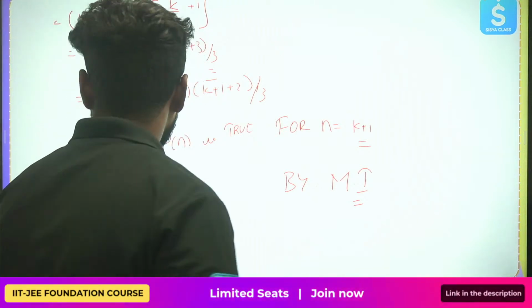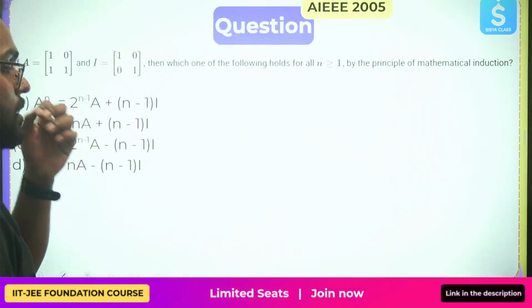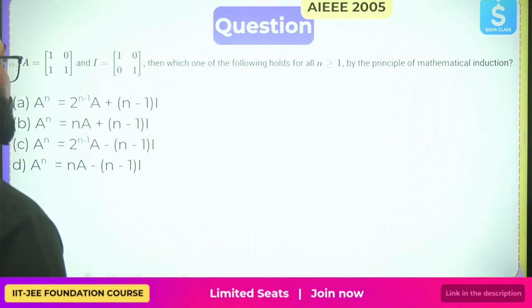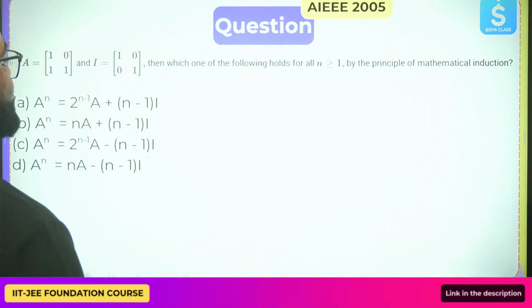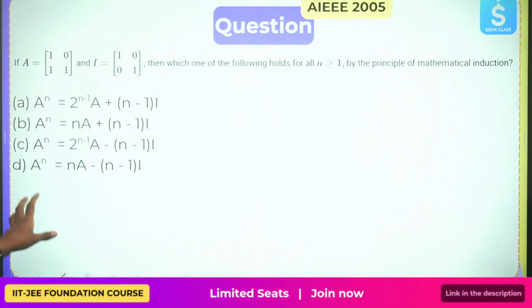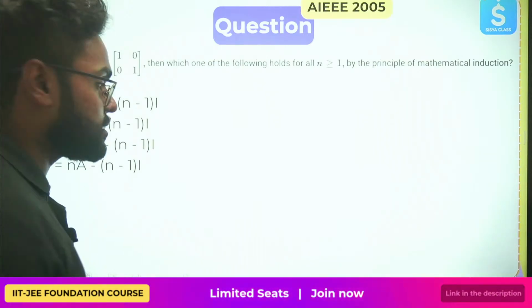Okay, let's go. Now this is an AIEEE, All India Engineering Entrance Examination 2005 question. If A is equal to the matrix [1 0; 1 1] and I is the identity unit matrix [1 0; 0 1], then which of the following holds for all n greater than or equal to 1 by the principle of mathematical induction? Now options are really important in this question.